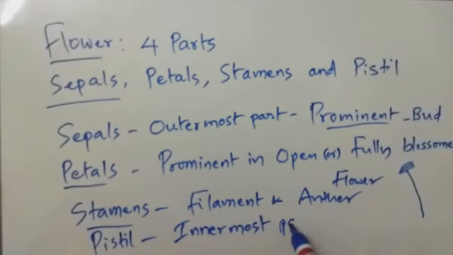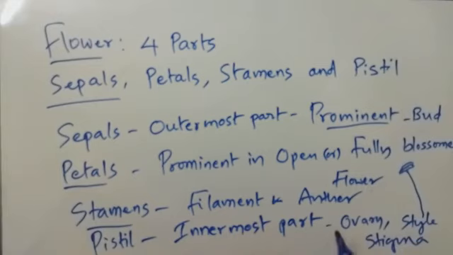And pistil contains what? Three parts: ovary, style, and stigma. Ovary is the bottom part, which is a swollen structure, and style is the middle part, which is a tube-like structure, and stigma is the top part, which is a sticky wire-shaped structure. And stigma receives the pollen. These are the four parts of the flower.